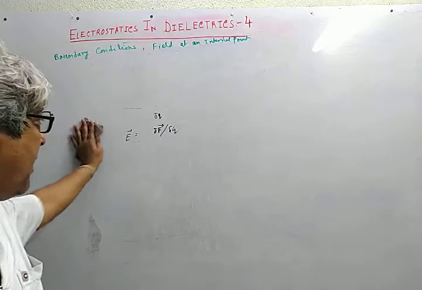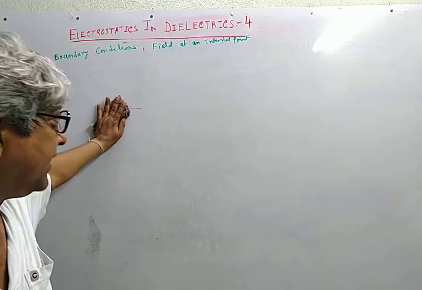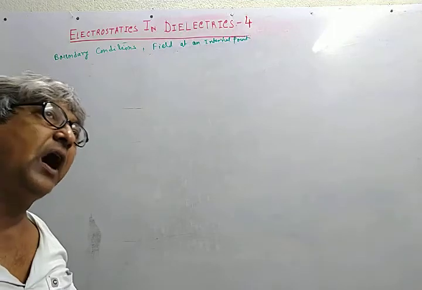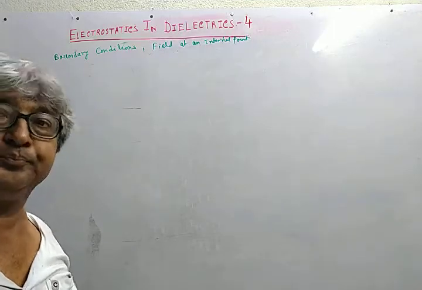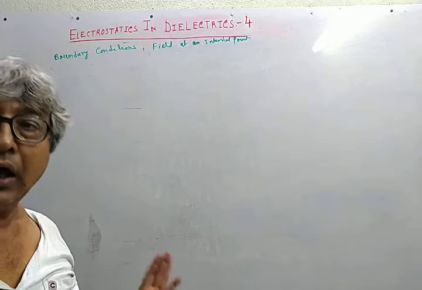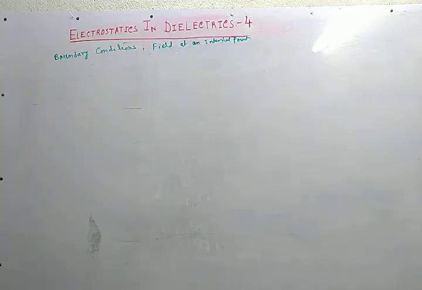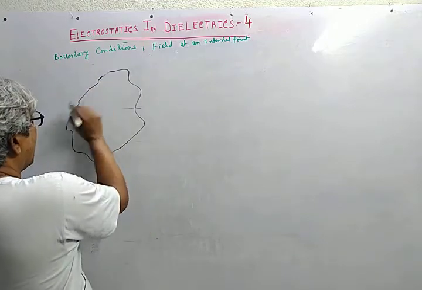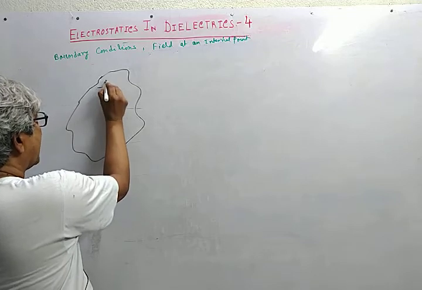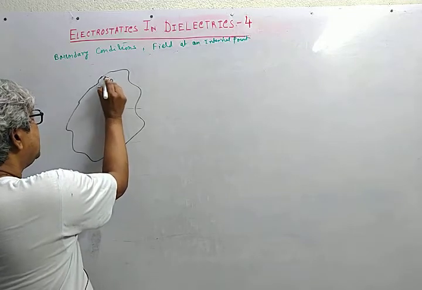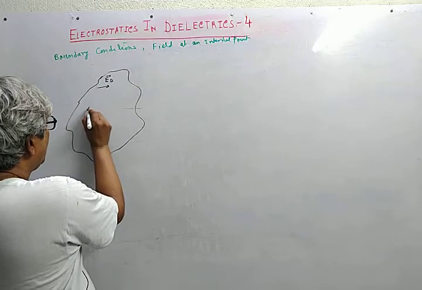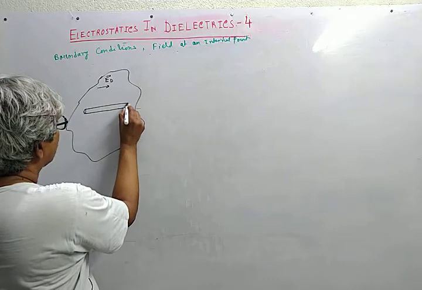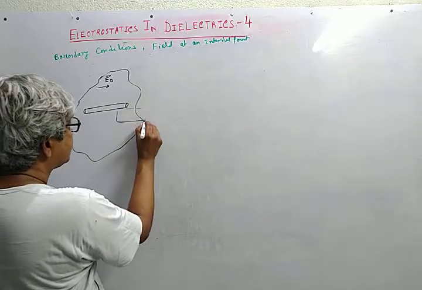So we scoop out a cavity, place a test charge and find out the field within the cavity. It is found that the field depends on the shape of the cavity dug out. Let me consider a dielectric. The field within the dielectric is this ED. It is directed in this direction. We scoop out a needle-shaped cavity. This is called a needle-shaped cavity.